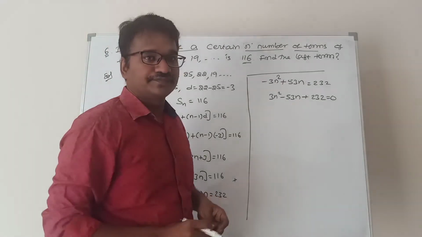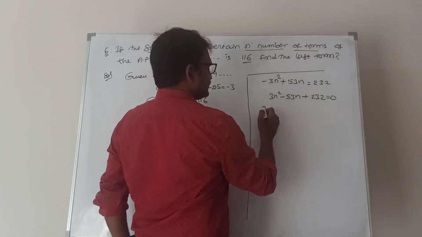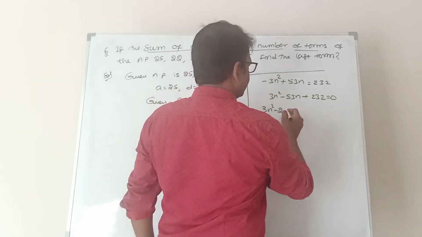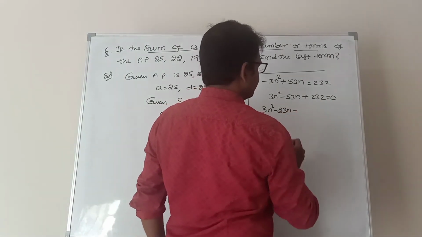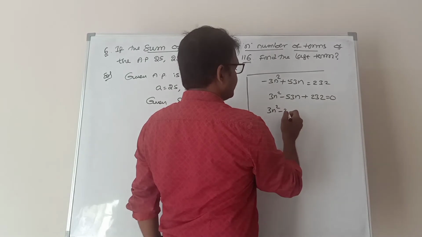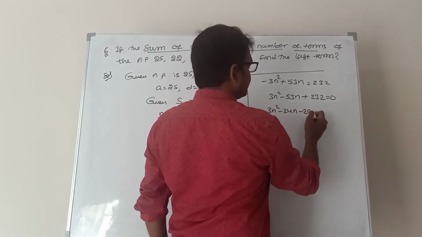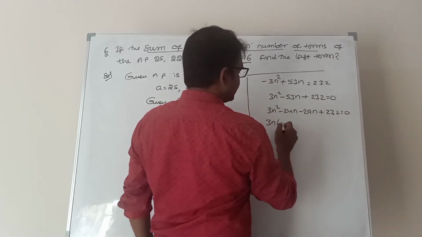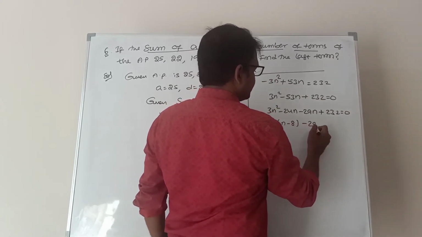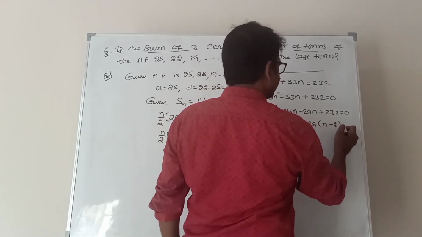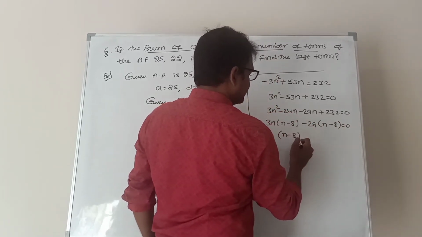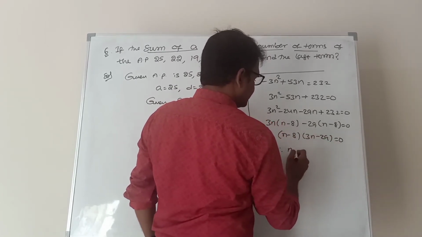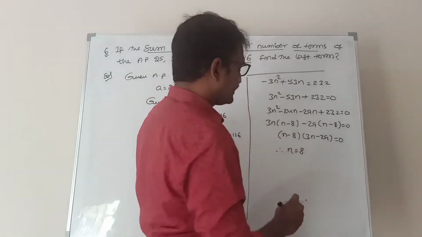Next, factors: 3n square minus 24n minus 29n plus 232 is equal to 0. 3n, if you take common, n minus 8, minus 29, if you take common, n minus 8 is equal to 0. n minus 8 into 3n minus 29 is equal to 0. Therefore, n is equal to 8. Number of terms are 8.